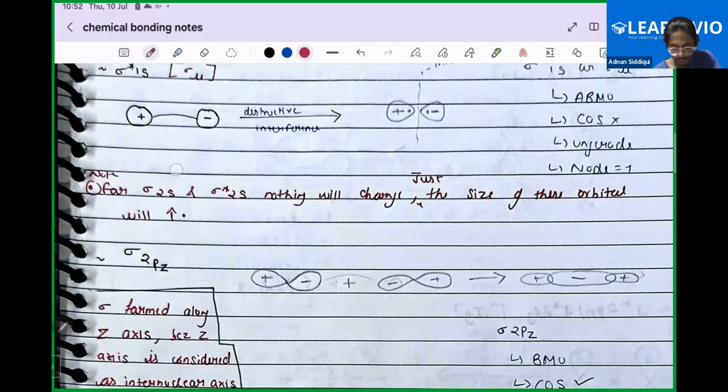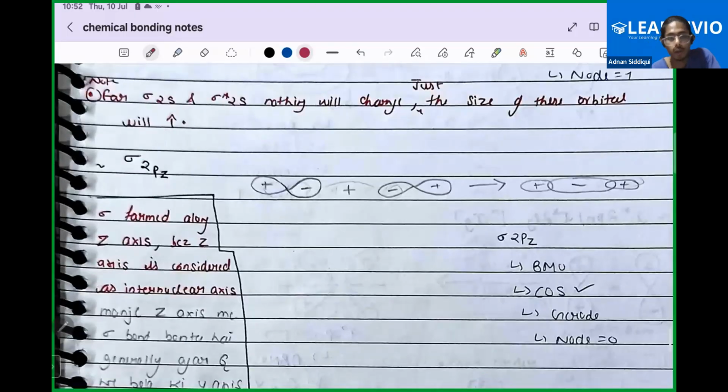All right. Now let us talk about this sigma 2pz. What do we mean by sigma 2pz? Sigma 2pz is different from sigma 1s or sigma 2s because here we are not including the s orbital. We are talking in terms of p orbital, and p orbitals have different shape.